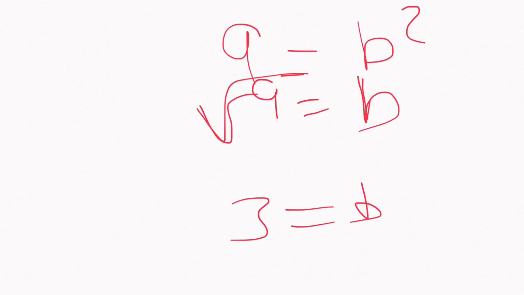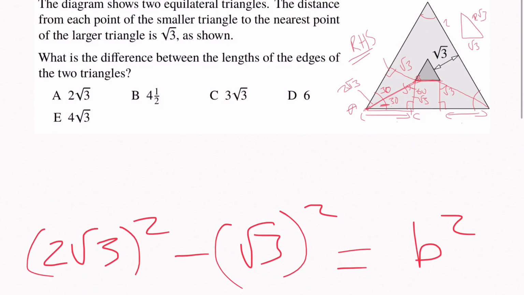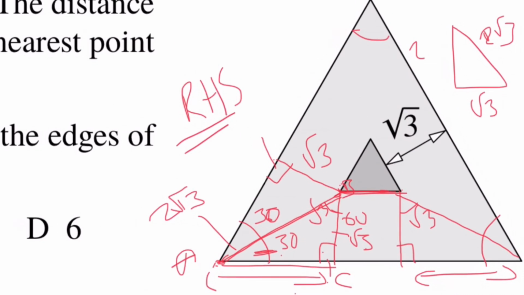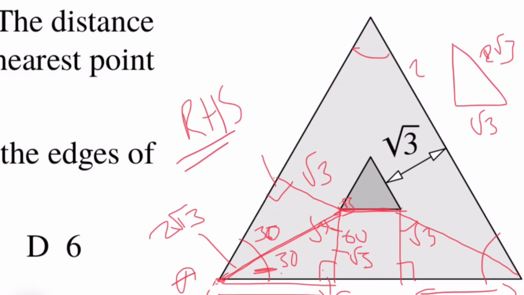So if you know b equals 3, then we can say the same for our other side, so we can say the same for this side here and that side here. So if AC is 3, then this side will also be 3. So 3 plus 3 equals 6, so we know that the length of our bigger triangle is 6 bigger than the length of our smaller triangle. So the answer is D, which is 6.